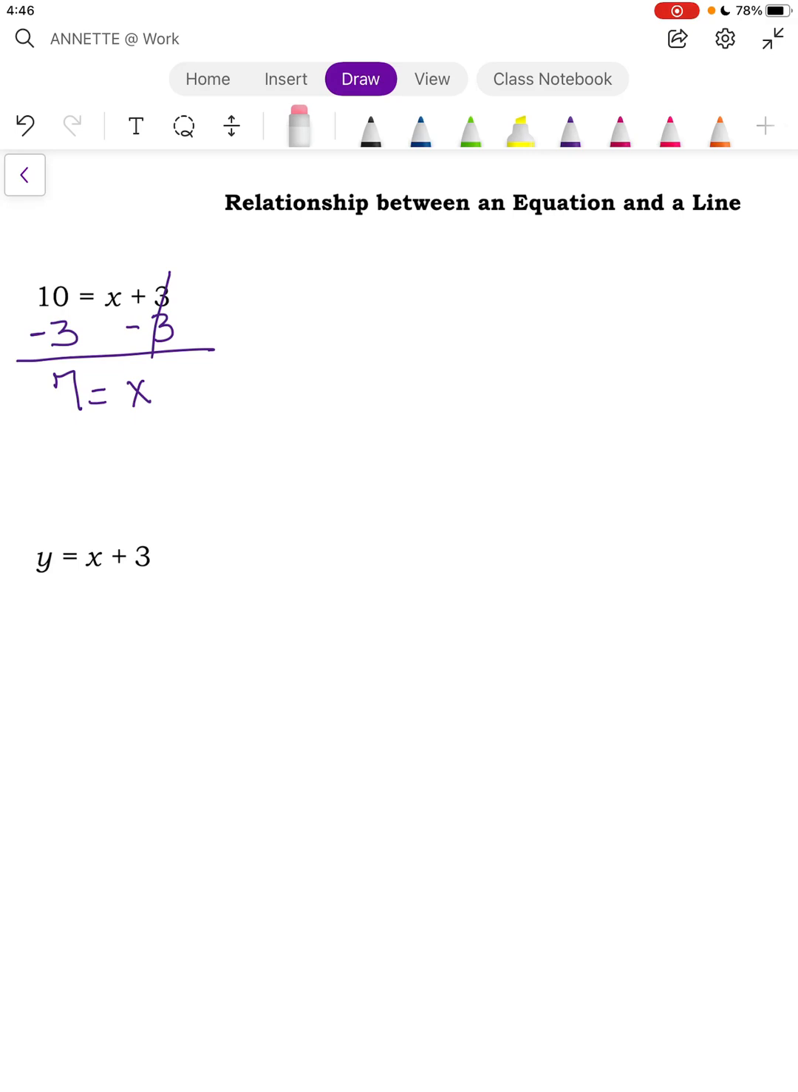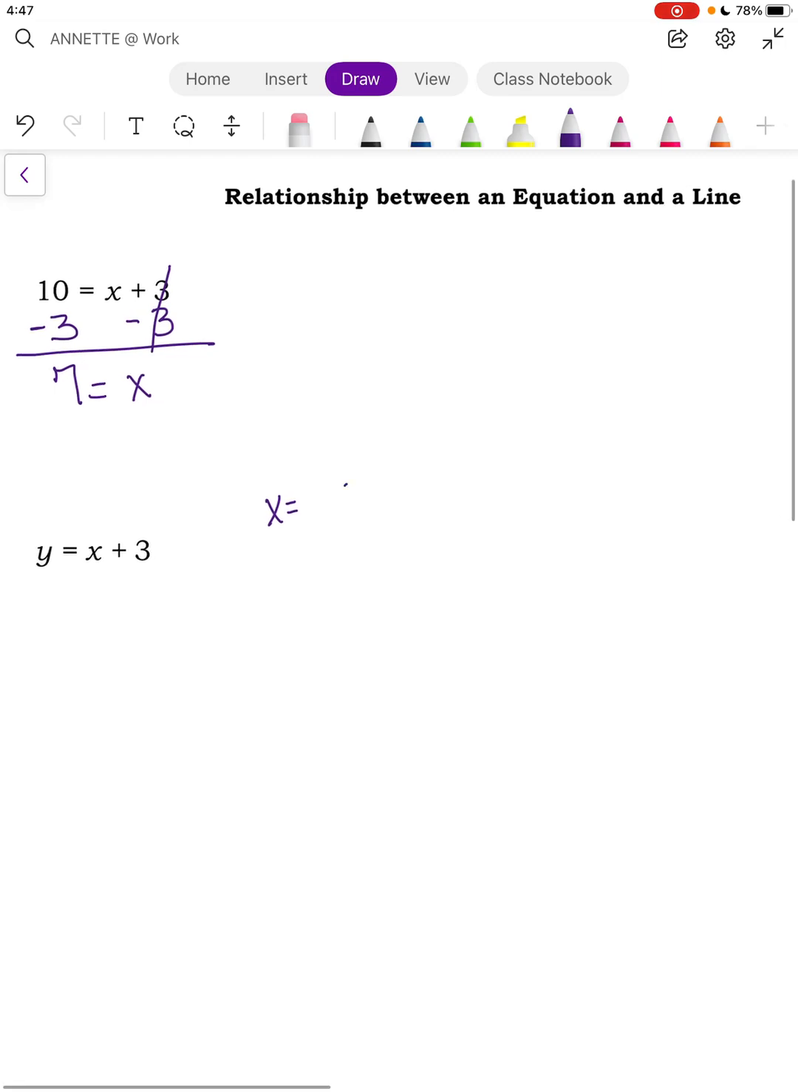Our equation at the top, we only have one answer. x is 7. But y equals x plus 3 has an infinite number of answers that will make it true. Let's just look at a couple, okay? Let's say that the value of x is 5. Well, what would the value of y have to be if x is 5?